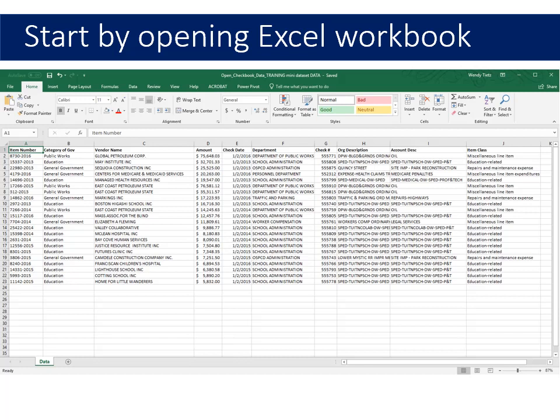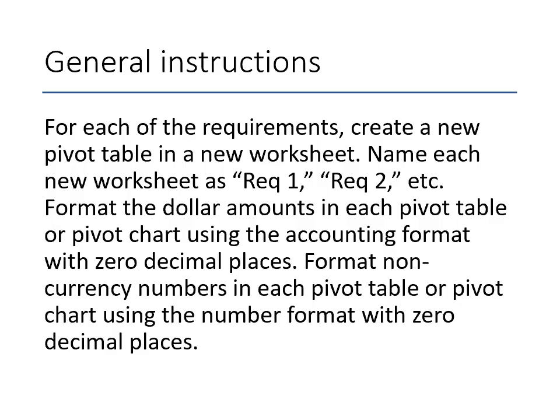Start this activity by opening the Excel workbook containing the data set. In general, for each of the requirements in this activity, create a new pivot table in a new worksheet. Name each new worksheet as Requirement 1, Requirement 2, etc. Format the dollar amounts in each pivot table or pivot chart using the accounting format with 0 decimal places. Format non-currency numbers using the number format with 0 decimal places.